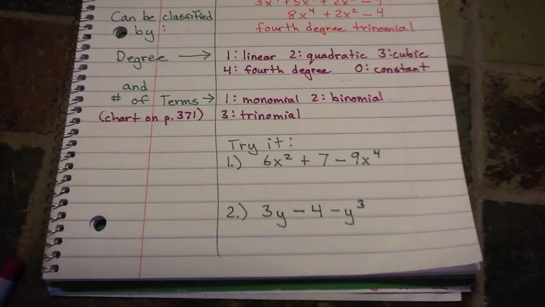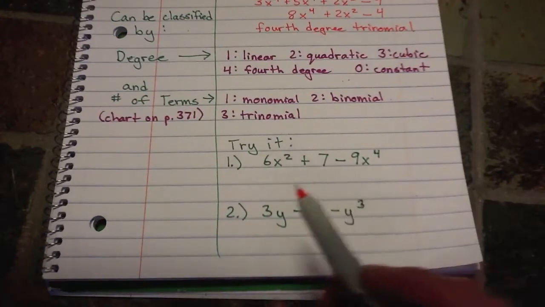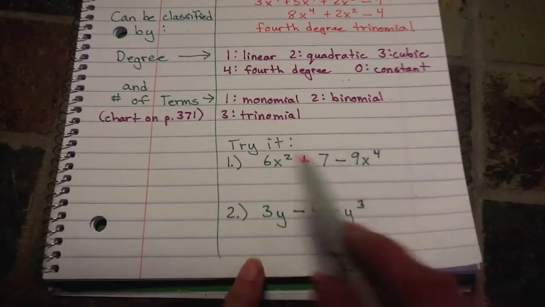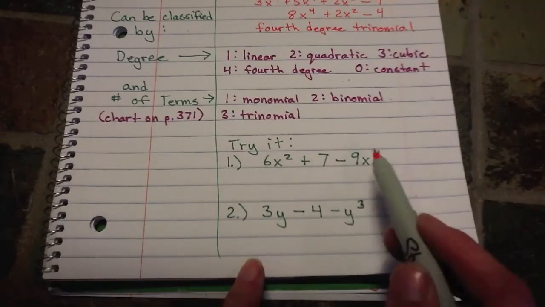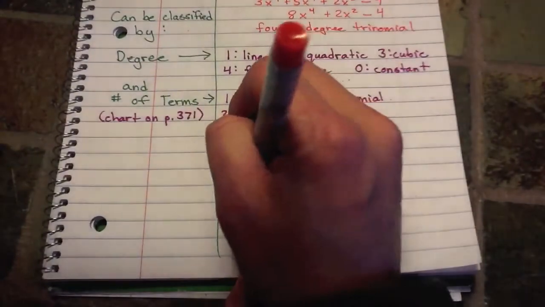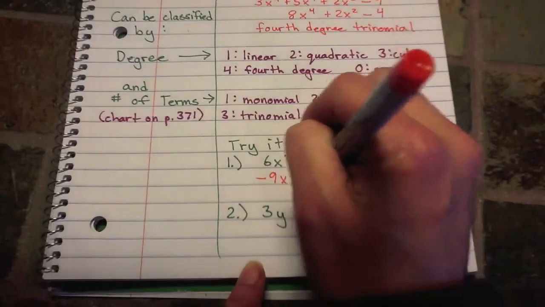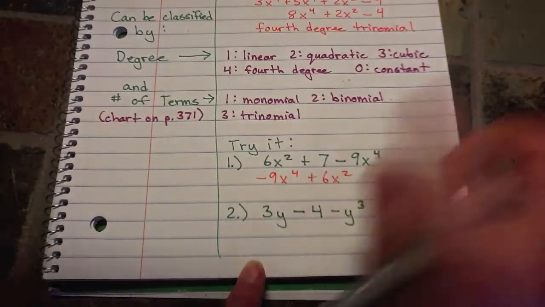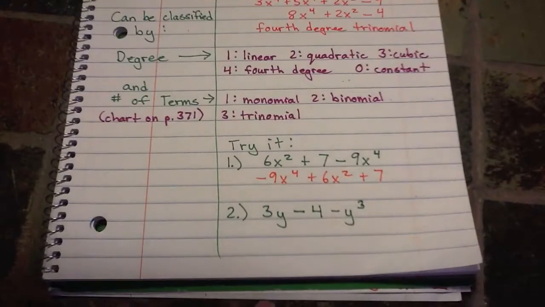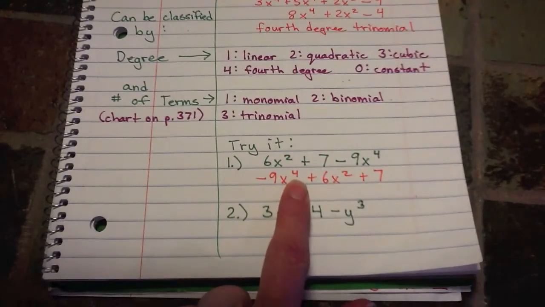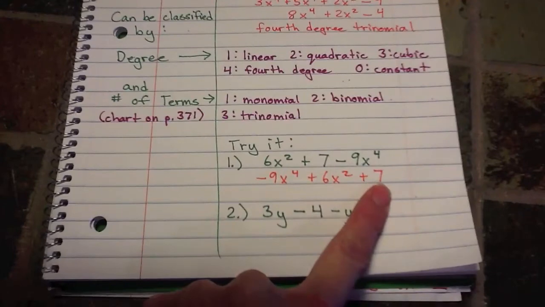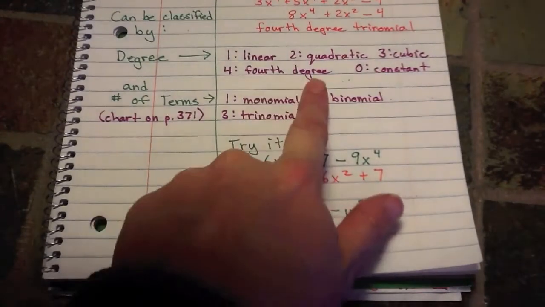Go ahead and write these down and try them on your own. Write them in standard form and classify them. Hit play when you're ready to check your work. So first thing you want to look at is degrees of each term. This is 2, 0, 4. Need to write it in order, so it would be a negative 9x to the 4th first, positive 6x squared second, and then a positive 7. Now I look, my degree is 4, that's my highest degree, and I have 1, 2, 3 terms, so a 4th degree trinomial.